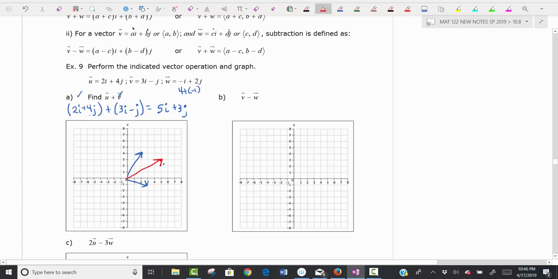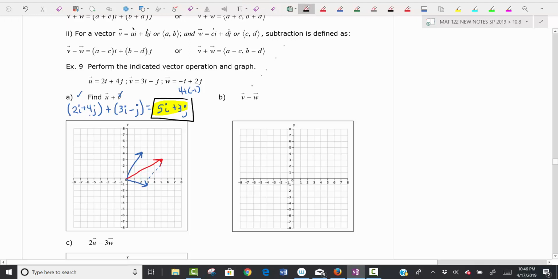Remember when we learned how to do this earlier, we did this tip-to-tip method. If you can imagine in your mind moving this vector over here, then you would end up having that resultant. So it's very easy to do this algebraically. So that would be the answer we'd be looking for. And that's the graphical thing.